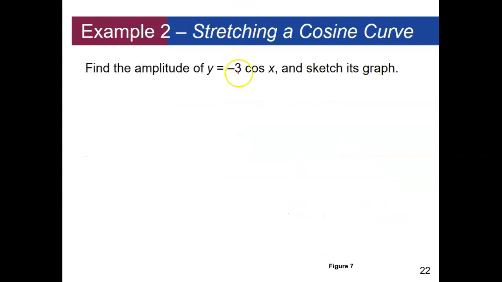Okay, so on this one, you're asked to find the amplitude of this function. So this is my A, so the absolute value of that is going to be my amplitude. So the absolute value of -3 would be 3. So we'd have an amplitude of 3.